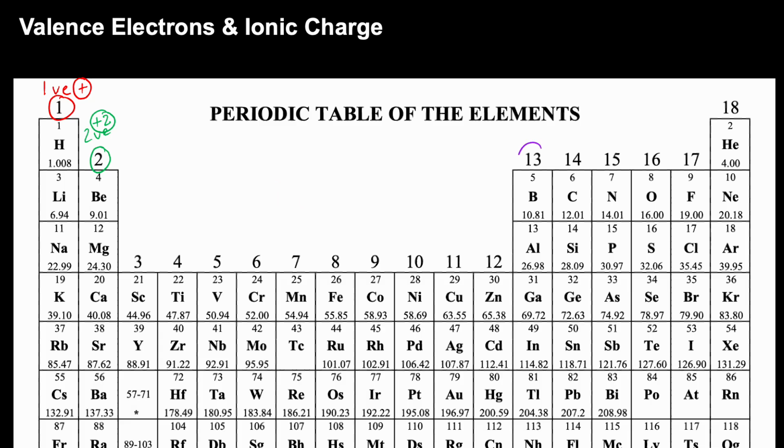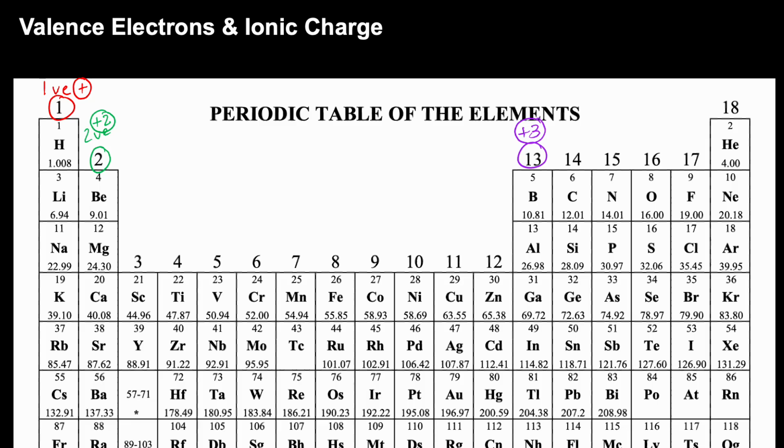Now this process is the same with group 13. All elements in group 13 have 3 valence electrons. So again, it's more likely that they lose those 3 electrons instead of gaining 5. By losing 3 electrons, which are negatively charged, they now have 3 extra protons, which are positively charged. And that is why group 13 elements would assume a positive 3 charge if they were to become an ion.